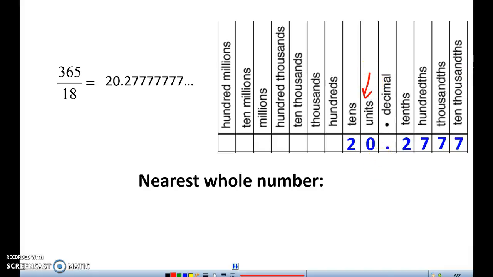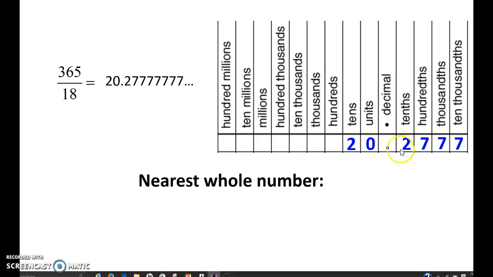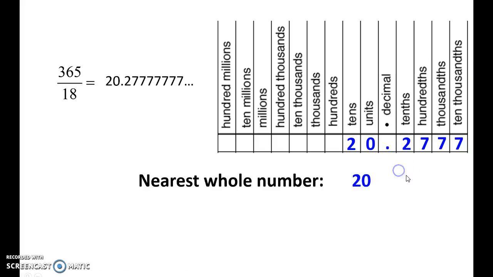So if you're asked to round to the nearest whole number, you look to the number in the tenths place. And if it's less than 5, you're going to keep the 0. But if it's 5 or greater, this 0 would turn to a 1. It will go one number higher. All right, so in this problem, if we're rounding to the nearest whole number, then our answer is going to be 20.